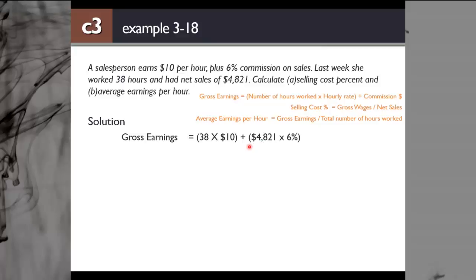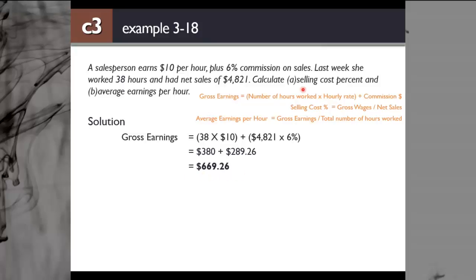And you can also have this commission. You can calculate it: it's going to be total net sales multiplied by your commission percent, which is 6%. So what you get is 380 plus 289.26, so you got 669.26. So this is going to be your gross earning.